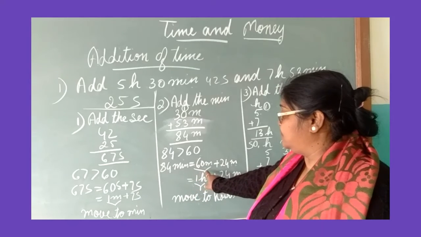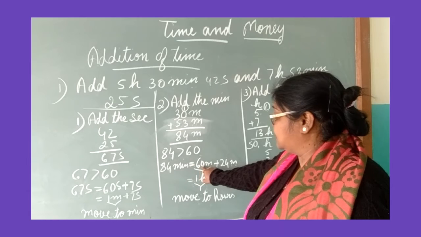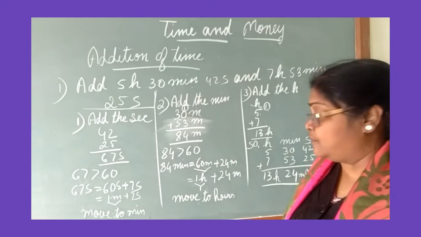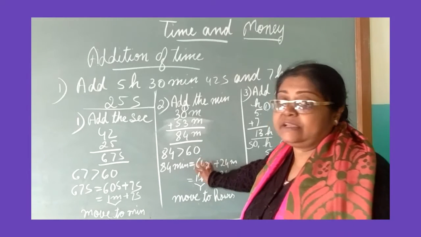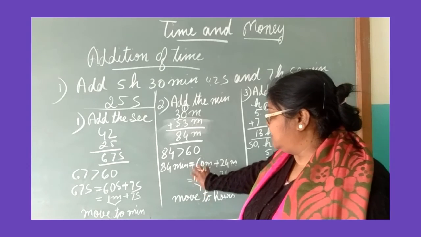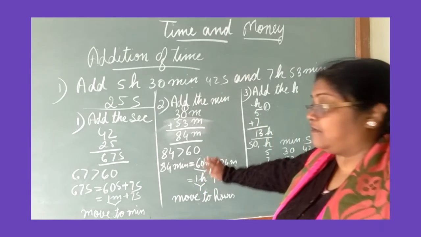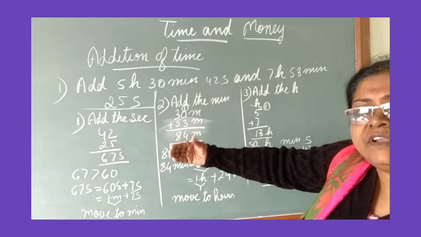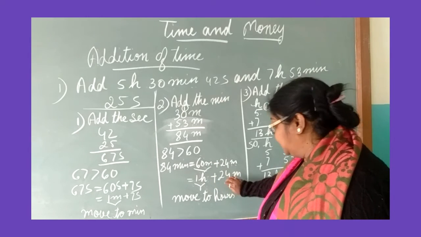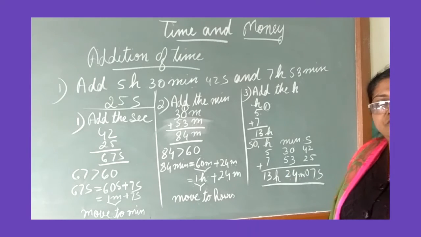So what you have to do here? Again you have to break this 84: 60 minute plus 24 minute. And this 60 minute equals 1 hour, which means this will move to the hour. We have to add this 1 hour in hour. And when we add the minute, you will write only 24.